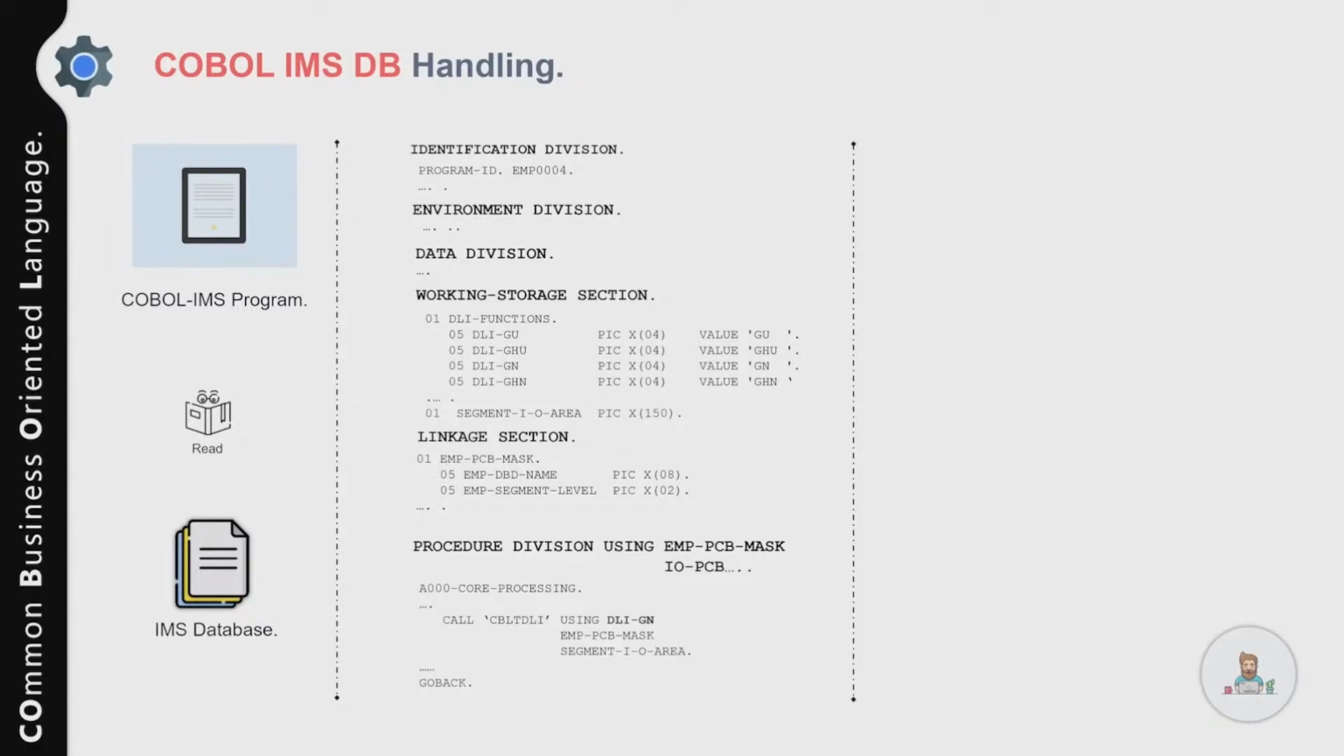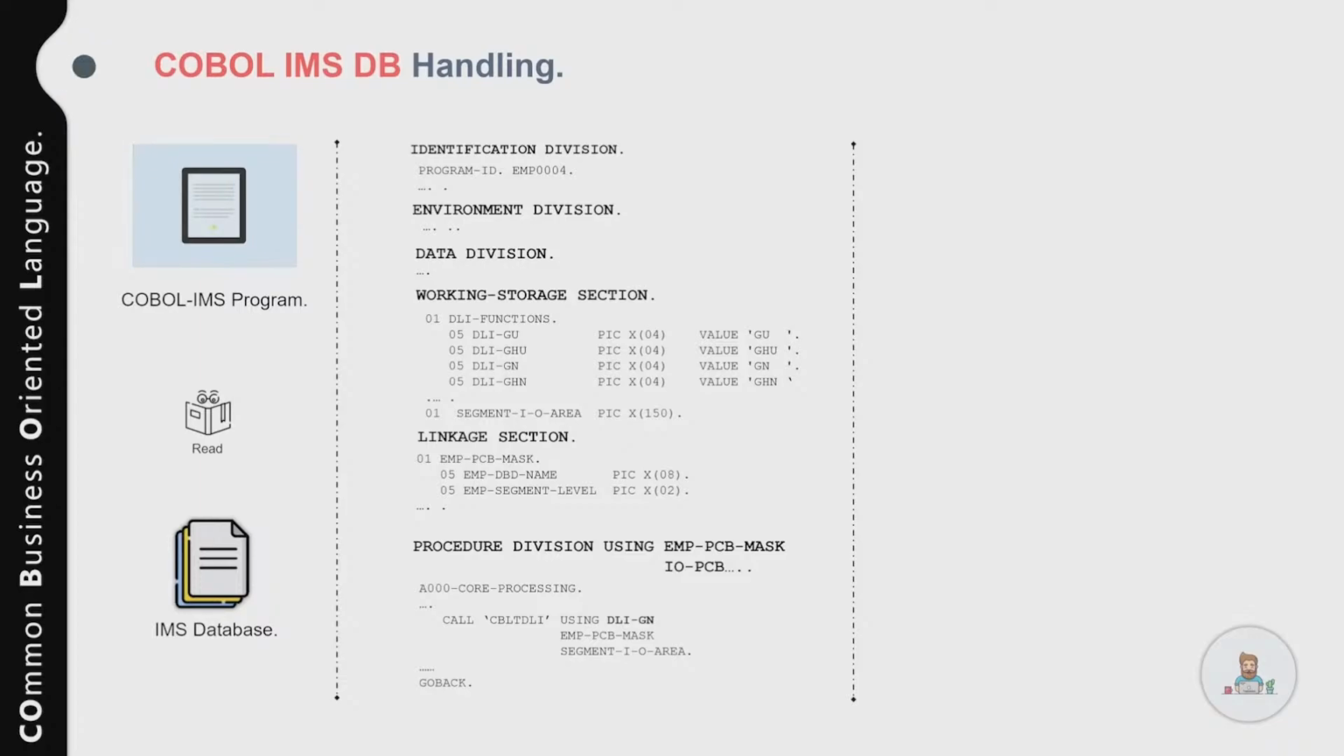In the working storage section, we have defined the DL/I functions. Apart from that, we have also defined the segment input-output area. Apart from that, you normally define the working storage variables that will be used internally within the program. Then we have the linkage section where we have defined the PCBs which will be used in the program. The linkage section definition of a PCB is called a PCB mask. Now coming back to the procedure division, we have used the procedure division with a USING clause, and the USING clause lists the name of the PCB mask that you have defined in the linkage section.